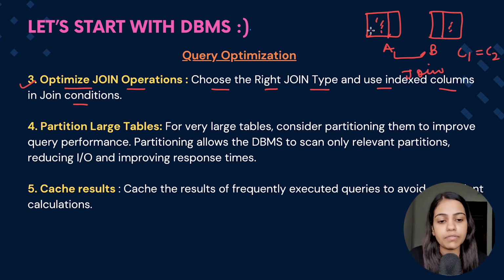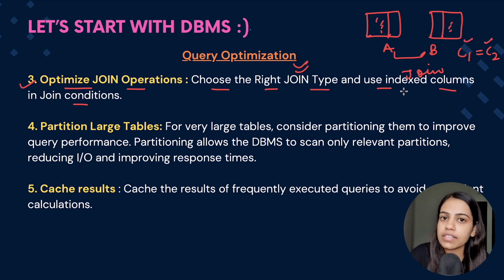Now it says that whenever you are performing the join operation, always take care that you choose the right join type. And second thing, if you are joining on the basis of some column, always make sure that that particular column is an indexed column so that the number of disk accesses is lowered and we can get the query results faster. So we perform join whenever we want related rows of different tables, and the related column on which we are joining should be indexed.